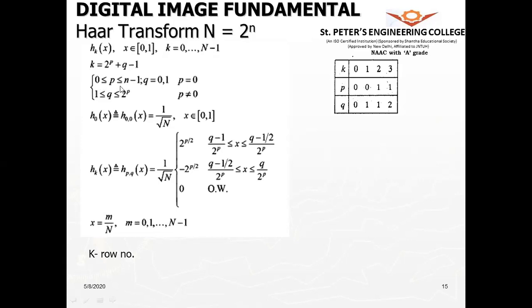From this equation given here, we see that p can take a value from 0 less than or equal to p, and it should be less than or equal to n minus 1. When q is 0 or 1, p is 0. And when p is not equal to 0, then q can take a value between 1 and 2 power p. And x will give us the different values, that is m by n. So m will be varying from 0 to n minus 1.